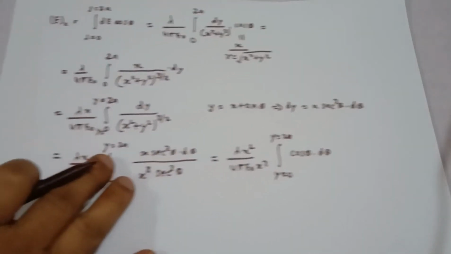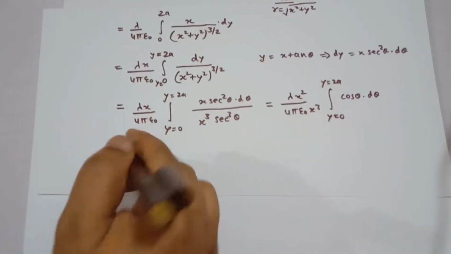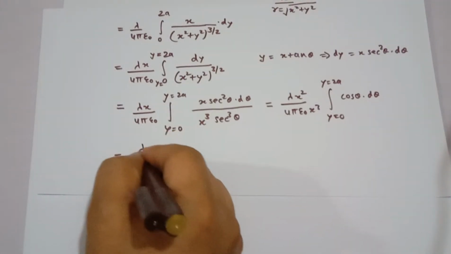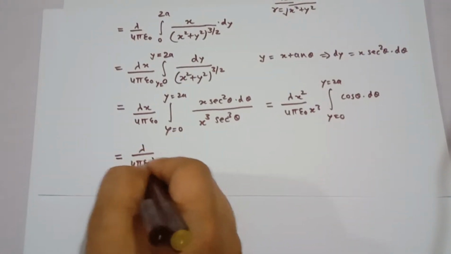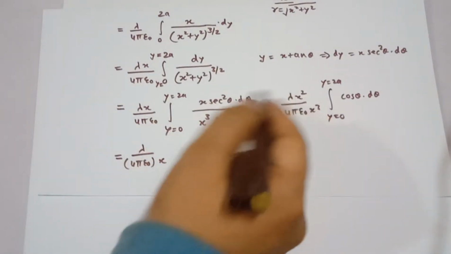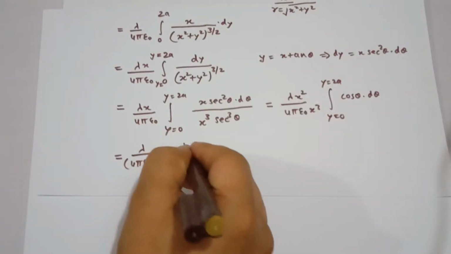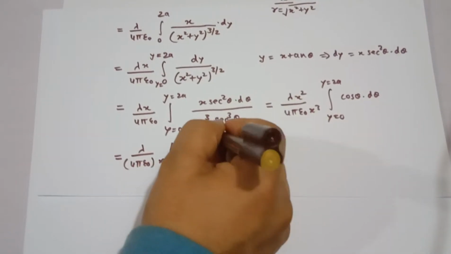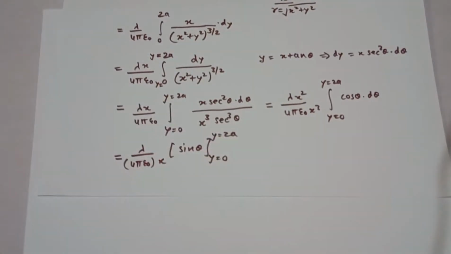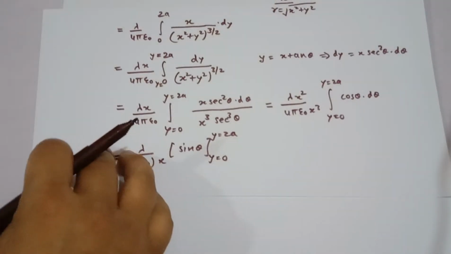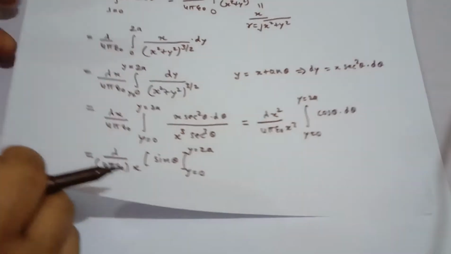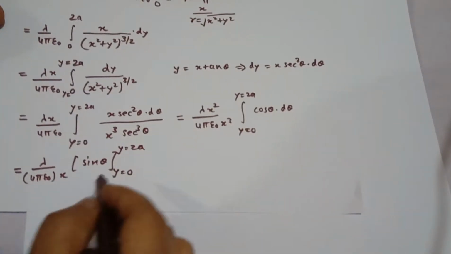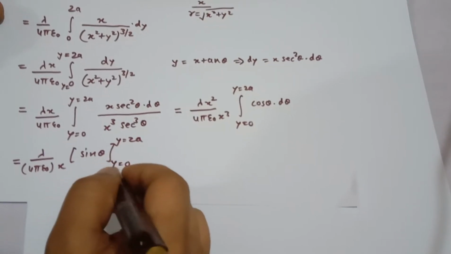Then integrate this, so that should give me lambda divided by 4 pi epsilon naught, the x square would cancel out, and then that is sine theta, and that is the value for y equal to 0 to y equal to 2a. That thing has to be kept in mind. Okay, that's very simple. Then what we'll do here is put the value of y.